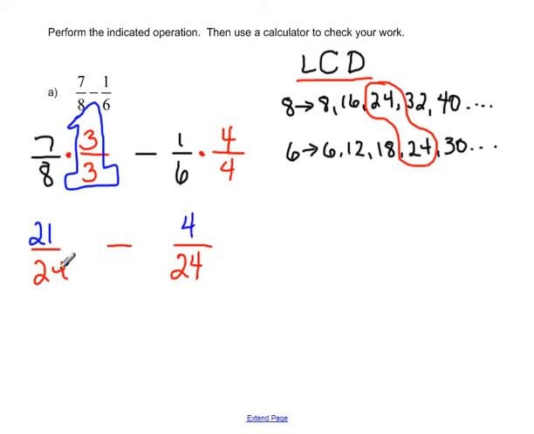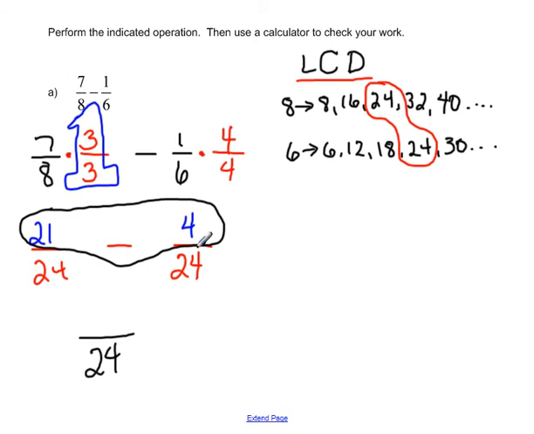Now 21 over 24 is the same fraction, equivalent to the fraction 7/8. 4/24 is equivalent to the fraction 1/6, but now I have the common denominator, and now I can go ahead and do the subtraction. I couldn't do it while the denominators were different, but now that the denominators are the same, I know my answer is going to have a denominator of 24, because once the denominator is the same, it stays the same. And then remember, we just do the subtraction to the numerators. 21 minus 4 is going to give me 17.